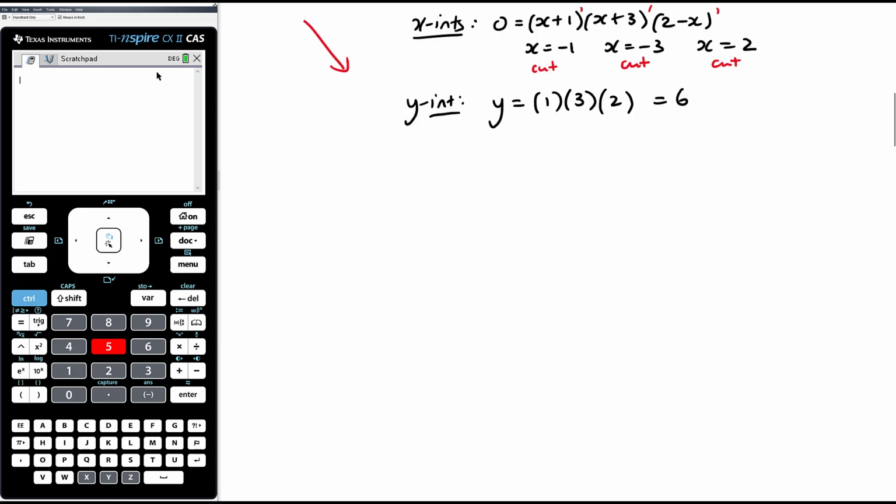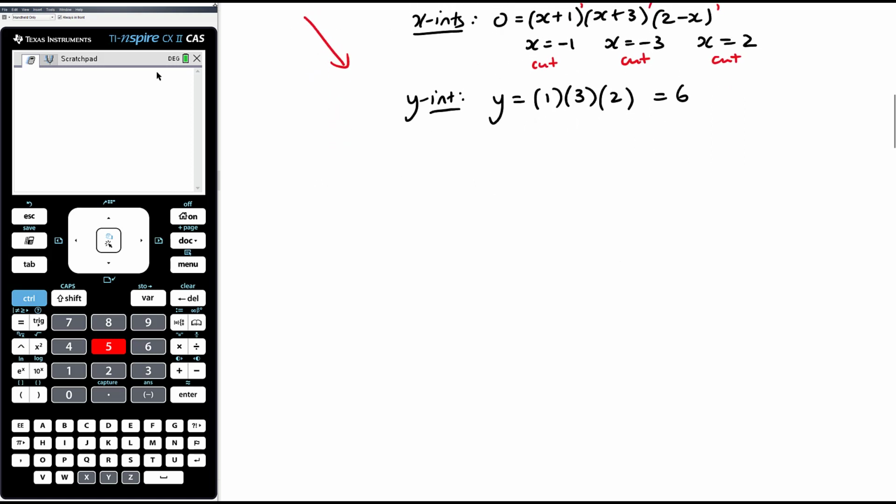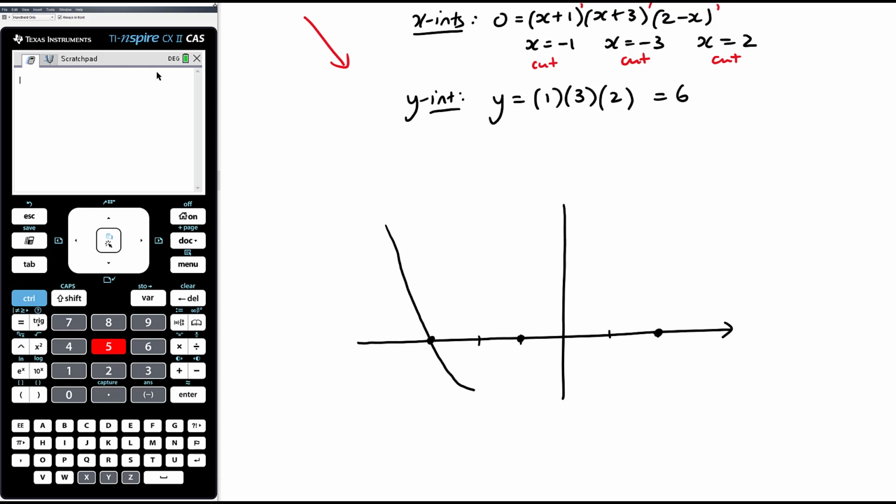Okay, so we've got everything that we need. We're sloping down, we've got our x-intercepts, and we've got our y-intercept. So x-intercepts at -3 and -1 and positive 2. We're going down, so we're going to cut through here, we're going to cut through here, and we're going to cut through here. The points are (2, 0), (-1, 0), (-3, 0), and (0, 6).